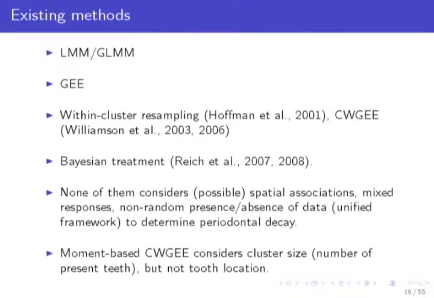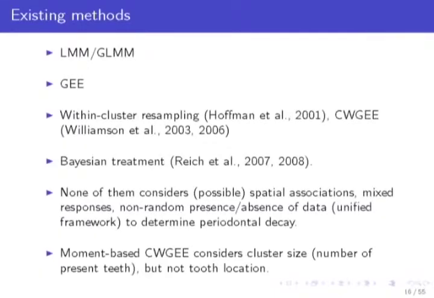Some Bayesian treatment is provided by Reich and his colleagues, but none of them really considered spatial association, considered all these 3 types of responses, and then the non-random presence-absence of data in a unified framework for periodontal disease. So this is where I started thinking about how to model all this phenomenon together in a unified model. Now, moment-based CWGEE considers cluster size, the number of present teeth, by weighting the GEE, but they do not consider tooth location.